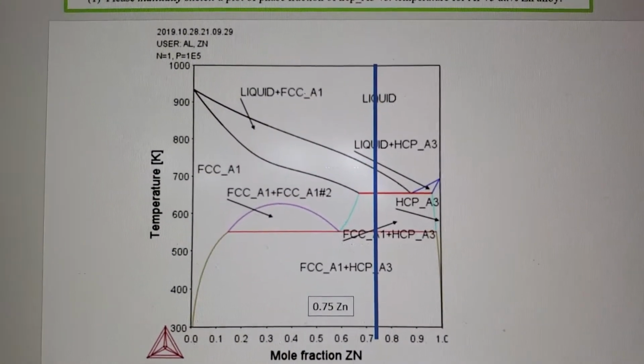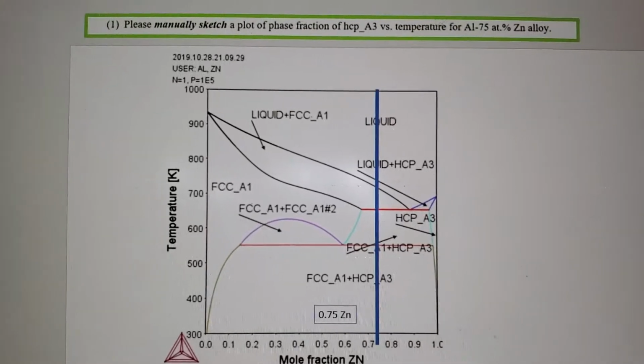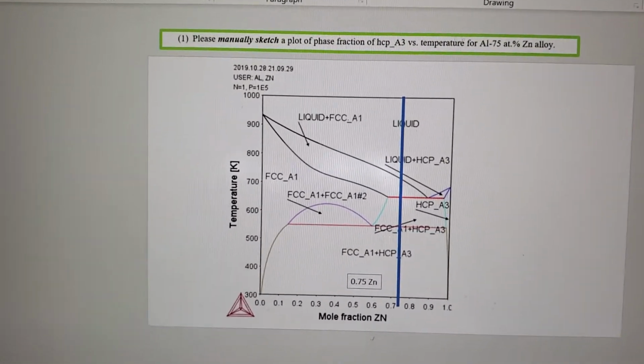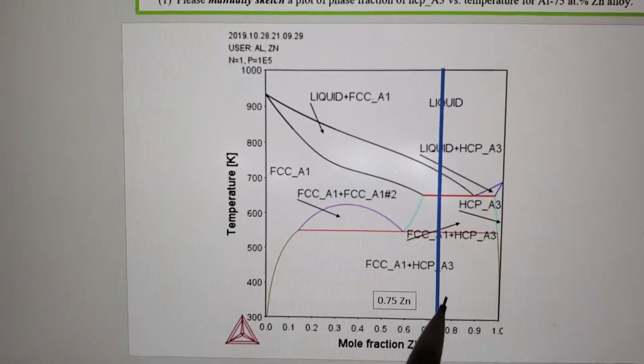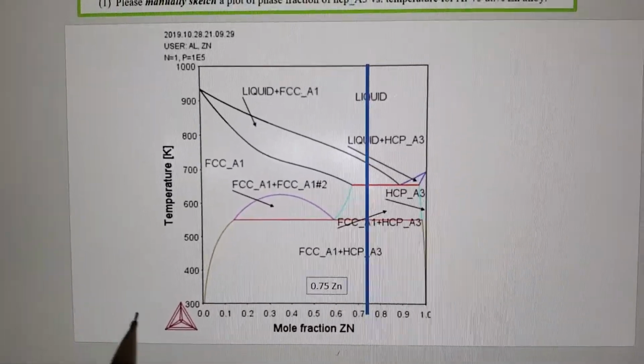So first we'll look at the horizontal lines, which determine the marking temperatures for our phase fraction temperature graph, and this is in Kelvin, so you might have slightly different values in Celsius, but it's just a matter of conversion. I just did Kelvin. So first, if you look at 300 Kelvin, using the lever rule, you have 75% HCP A3. So that's using the 0.75 minus the 0 divided by the entire length of 1. So on our graph here, we're going to note that at 300 Kelvin, 75%, this is for HCP A3. So we have that first value.